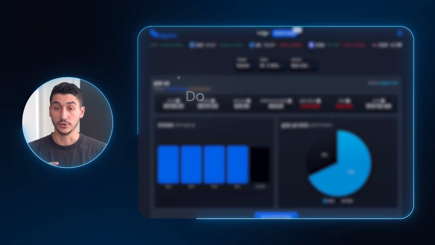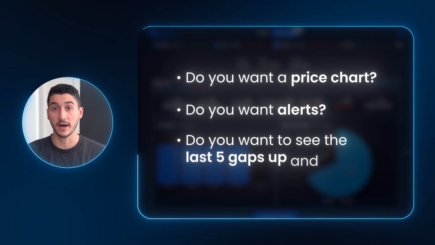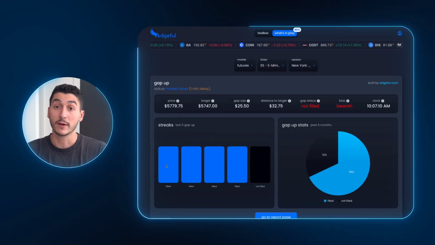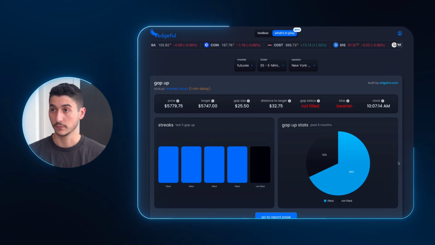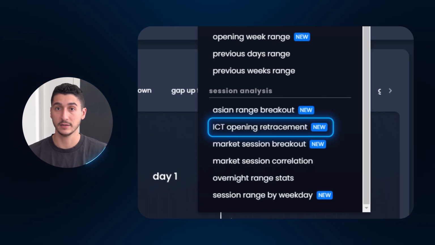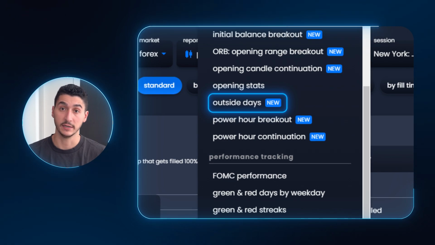So, do you want a price chart? Do you want alerts? Do you want to see the last 5 gaps up and down? That's why we're still in the beta, but we want to hear what other reports do you want us to add. So, for example, we've gotten some requests for the ICT Midnight Open. Let's add that in there. Another one that was requested was the outside days, to get that added in there.